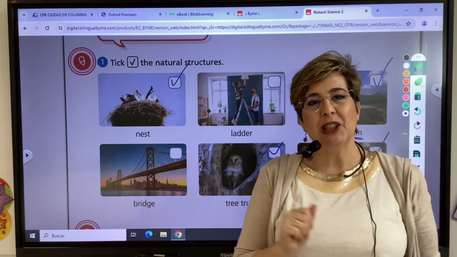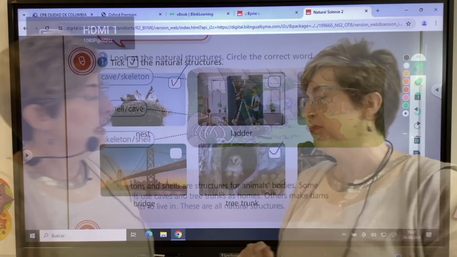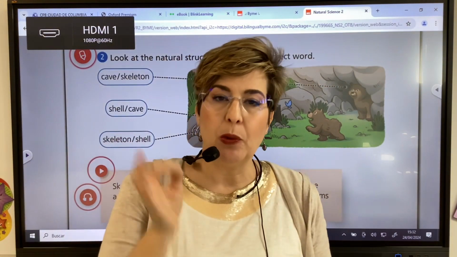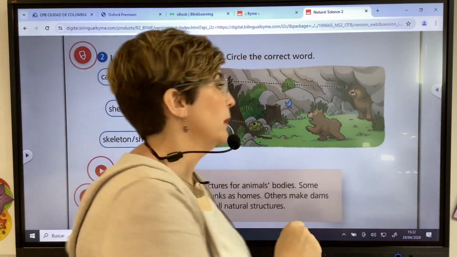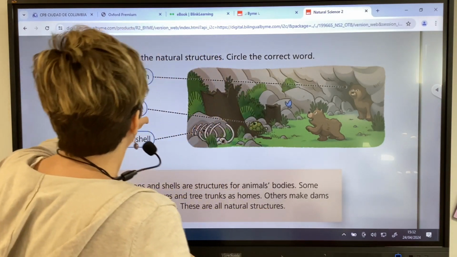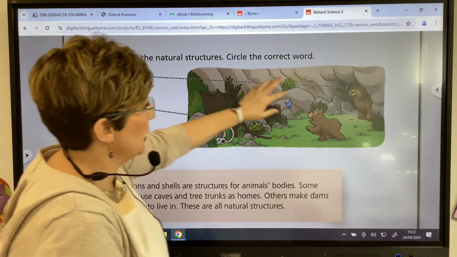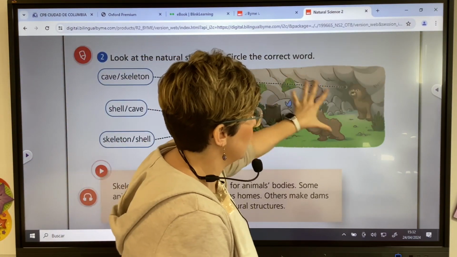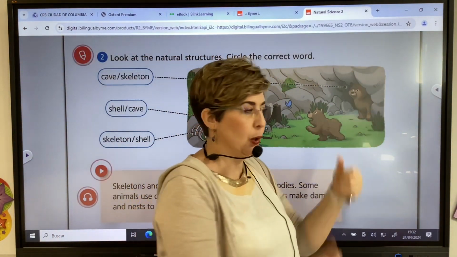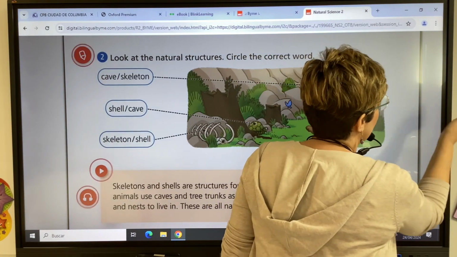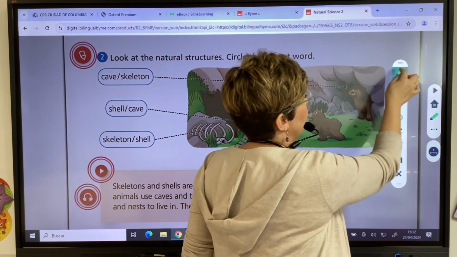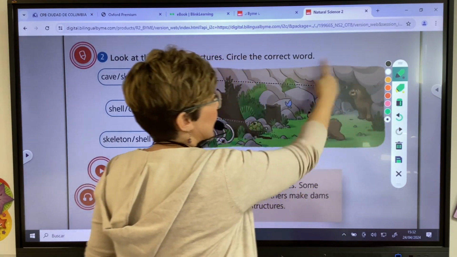Okay, let's go to the next activity. Circle the natural structures in the picture. We have a cave or a skeleton. What is this? A cave or a skeleton? A cave. We did it in the classroom and you know it very well. This is a cave.